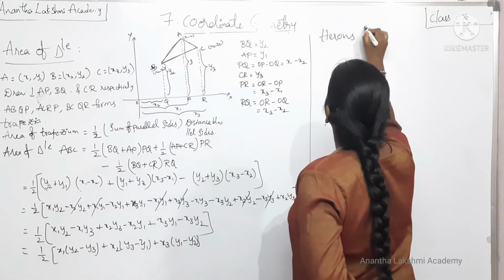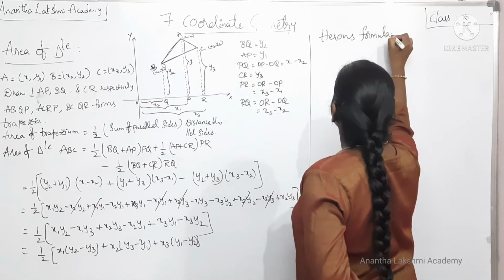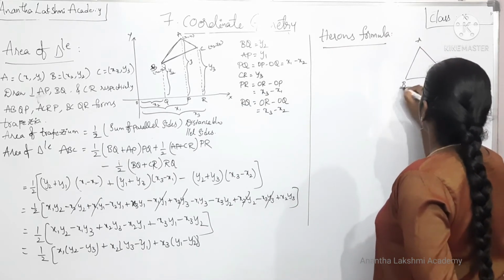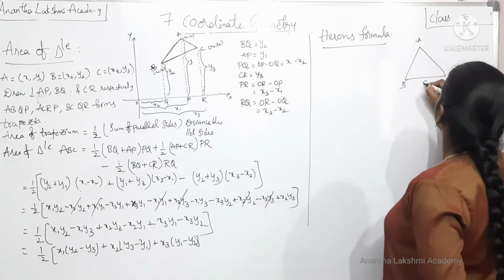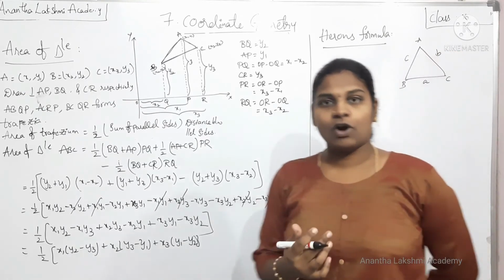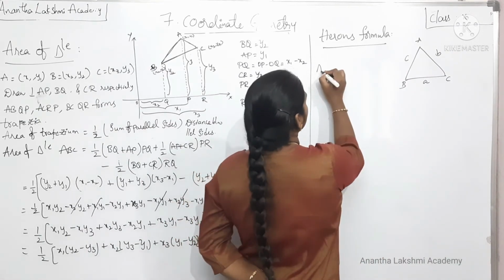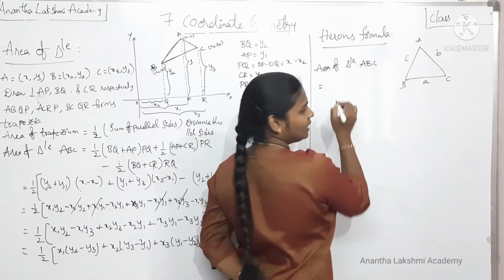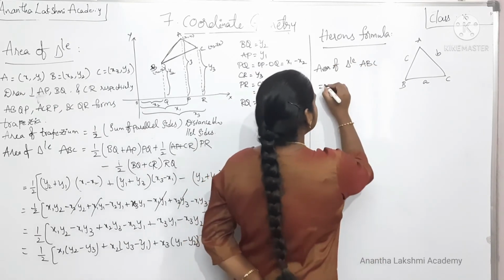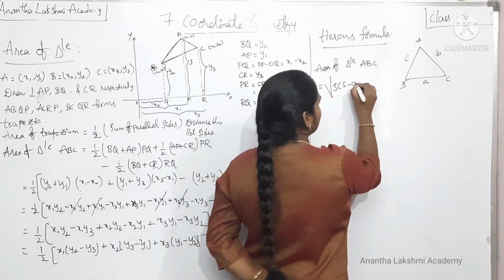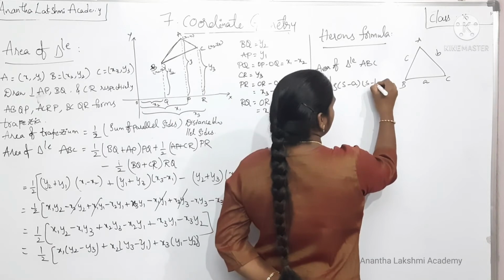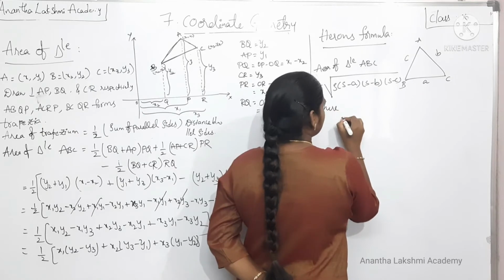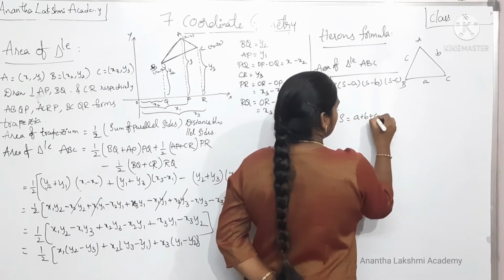Heron's formula for the area of a triangle: if you have a triangle ABC whose side lengths are a, b, c, that formula is going to be the area of triangle ABC. You just don't have to simplify this. You just remember this formula as the square root of S into S minus a, S minus b and S minus c, where S is the sum of the lengths divided by 2.